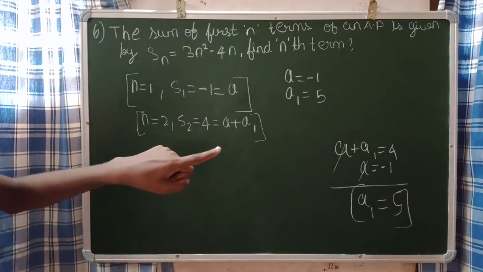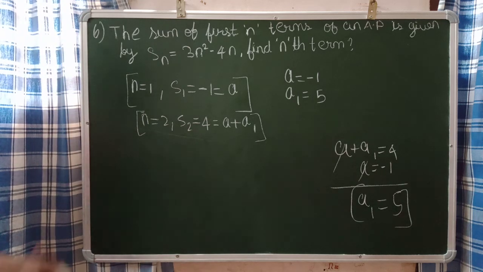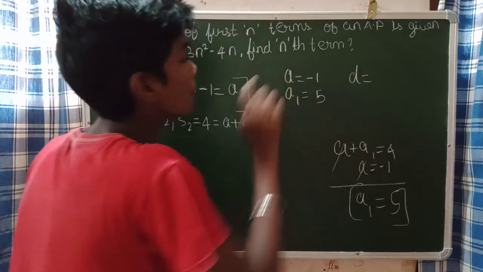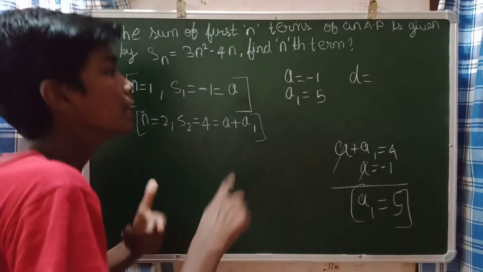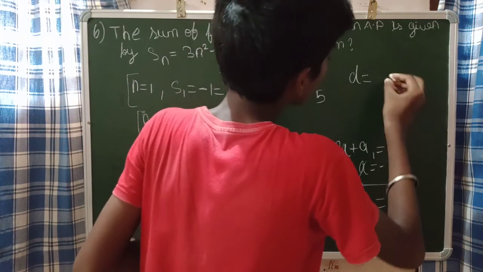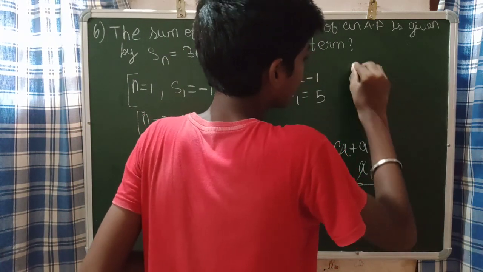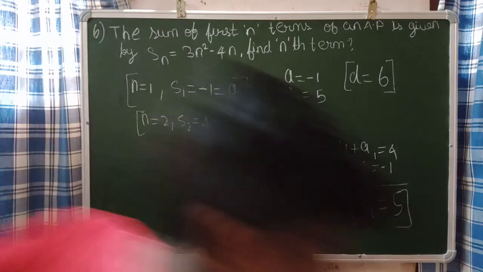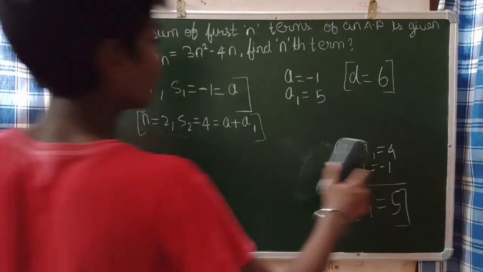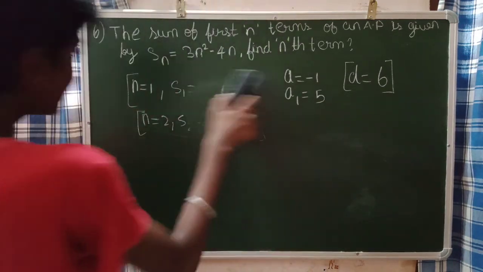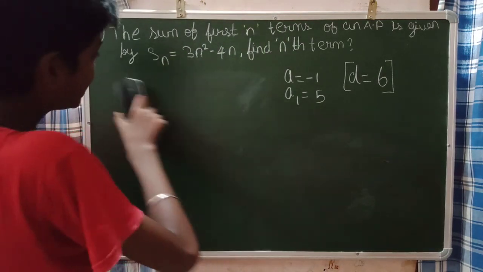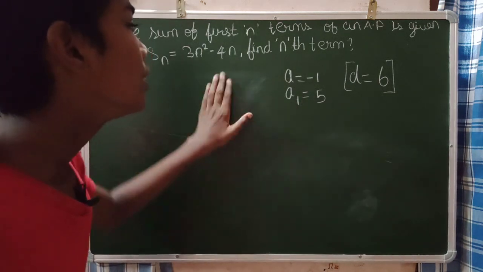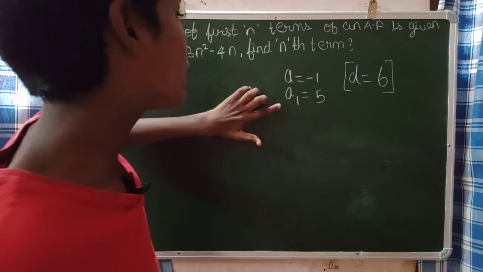If a is equal to minus 1 and a1 is equal to 5, what will be the value of the common difference? The common difference will be nothing but a1 minus a. a1 minus a is 5 minus of minus 1, so 5 plus 1, that is equal to 6. The common difference value is 6. Now it's a very easy question. Listen carefully guys. We have found the value of the first term, that is minus 1. So how did we find the value of the difference? Using subtraction of a1 and a.